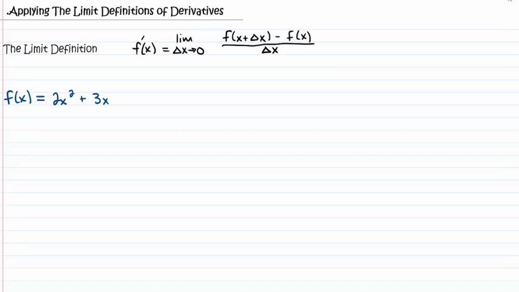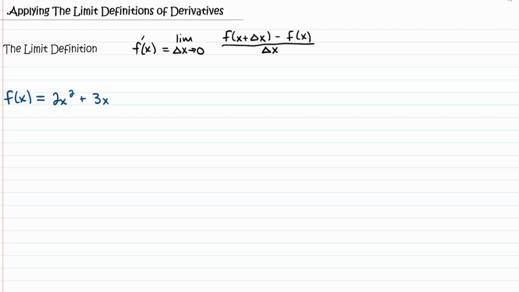Hey guys, now that we've gone over what the limit definition of derivatives actually is, let's go ahead and practice applying it. So we have it written out here. To find our derivative, that's our f dash x, we take the limit as delta x approaches 0 of f of x plus delta x minus f of x all over delta x. Now you'll see when we start to apply this that we can't just plug in 0.